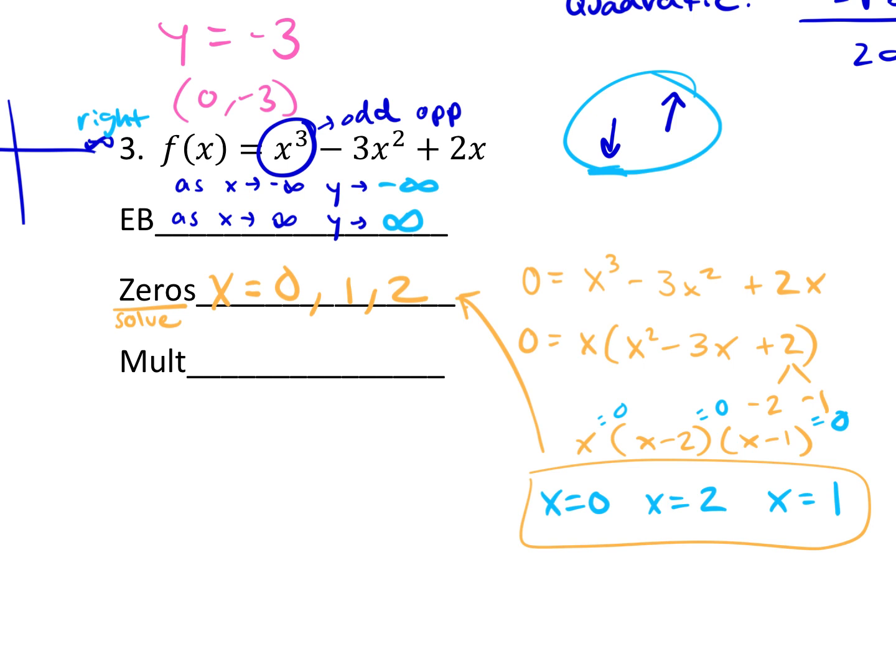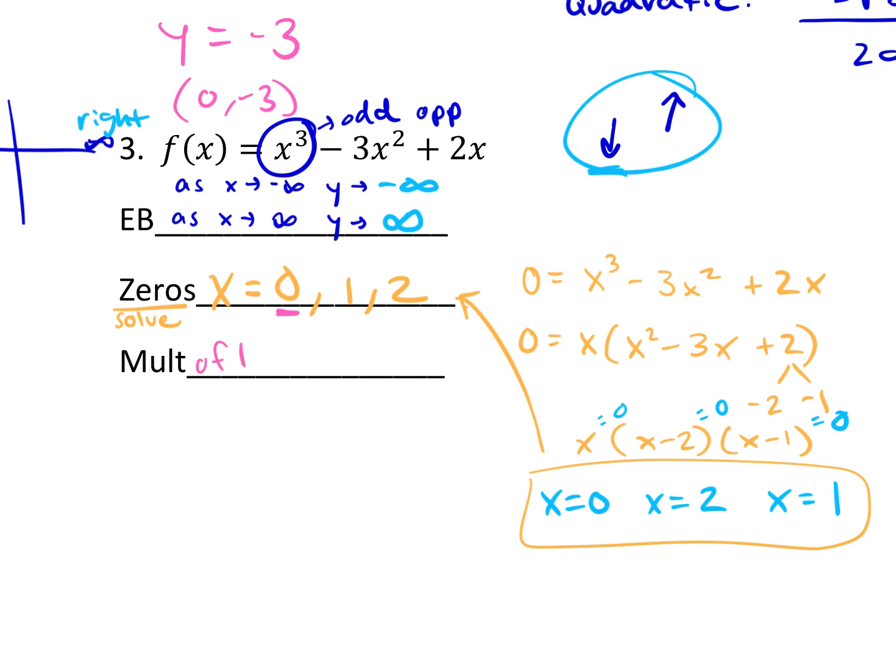Any questions here? Steven? Does the order matter? The order doesn't matter. Okay. Now our multiplicity. How many zeros do I have as an answer? 1. So I have a multiplicity of 1 at 0.